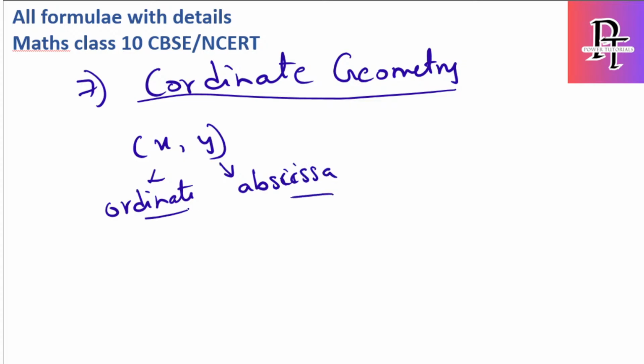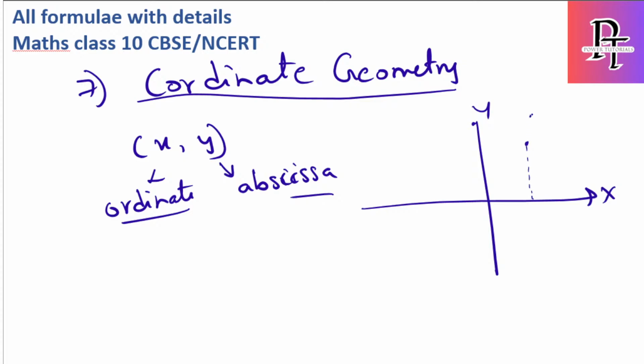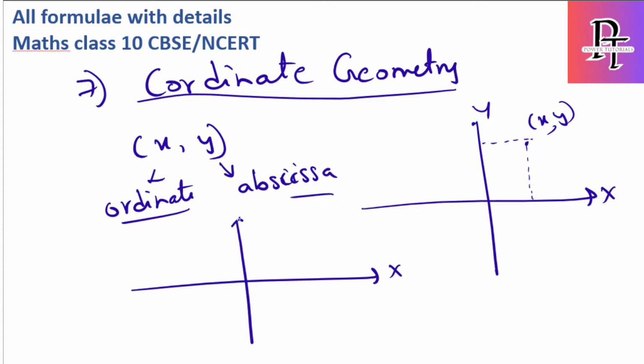What do ordinate and abscissa mean? We have two axes, x and y. If I have a point here, what does this point mean? The distance from the y axis is x, and the distance from the x axis is y. So I will draw another graph with x and y, and if the point is (2, 3), then this distance and this distance: the x value is 2, whereas the y value is 3.